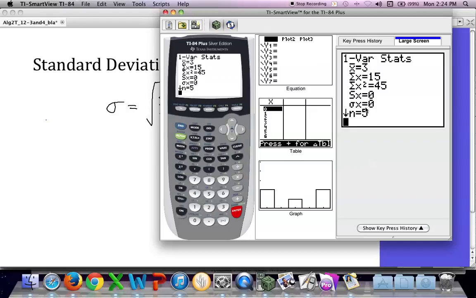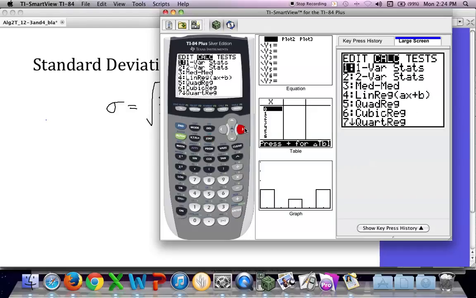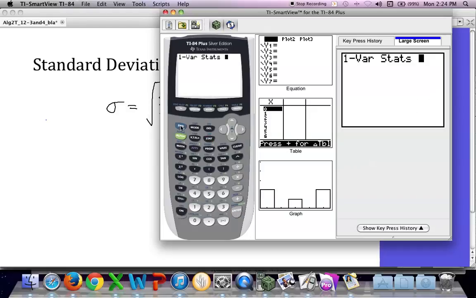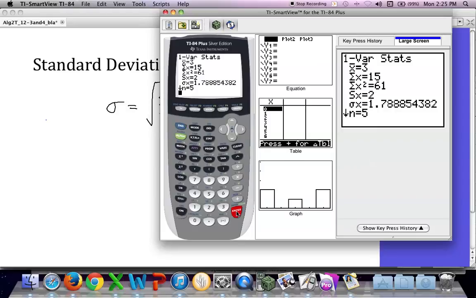Right? The last one would be stat, calc, 1, and this time I'll do my L3, and 1.7. So it's more spread out than the first one was. That was about 1.4. That's standard deviation, mean and standard deviation.